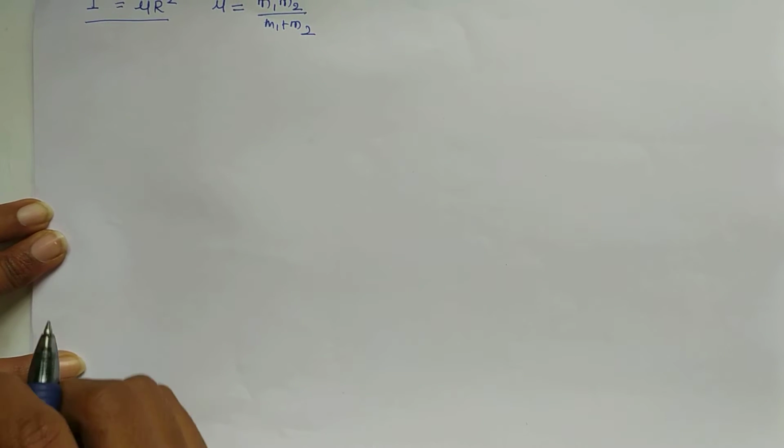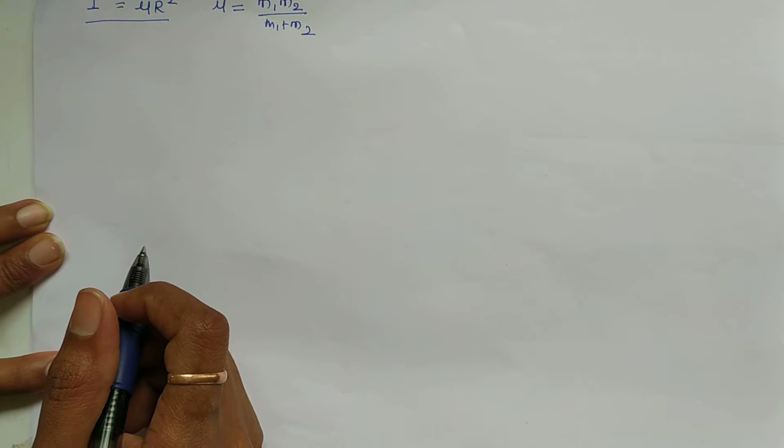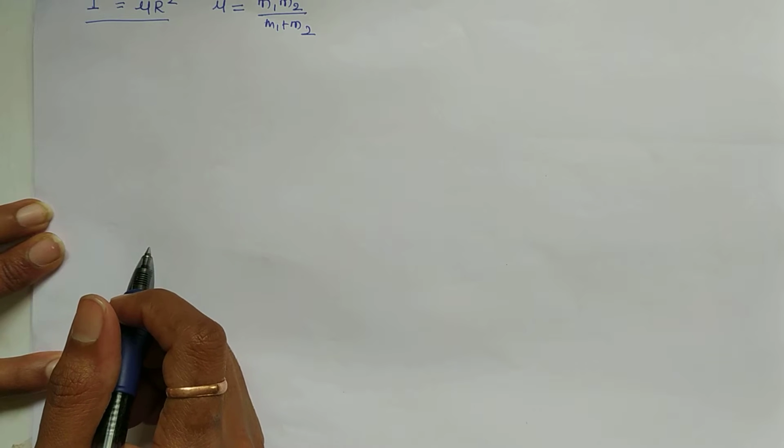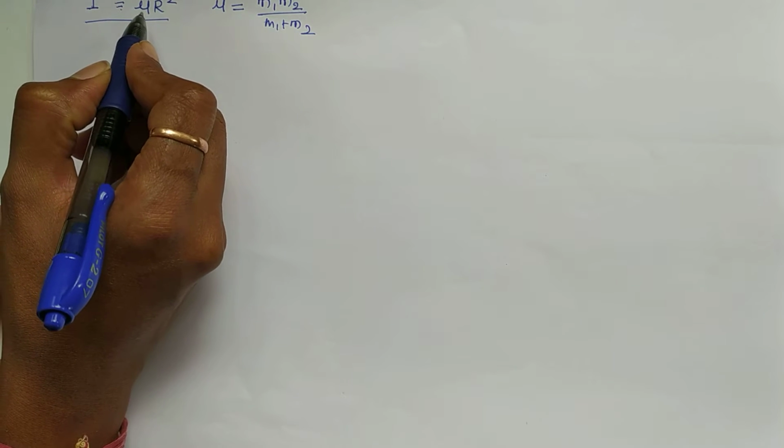Welcome students, this is the continued part of theory of origin of the pure rotational spectrum of diatomic molecule. In the previous video, we got the expression for the moment of inertia of a rotating diatomic molecule. What was that? I is equal to mu r square. Up to this we have derived in the previous video.